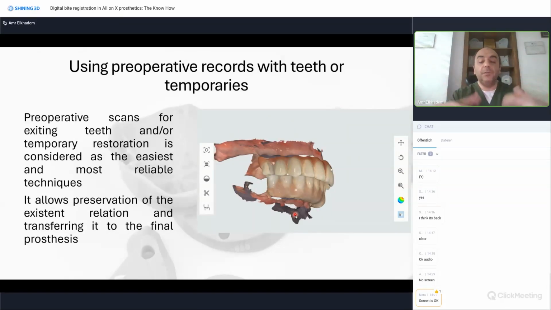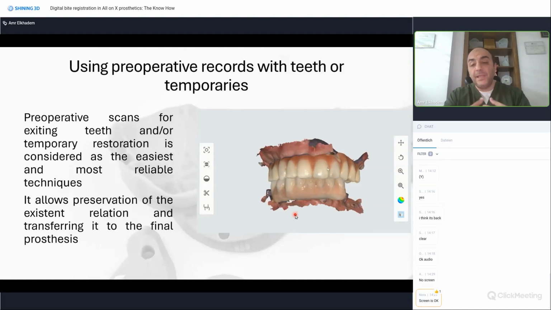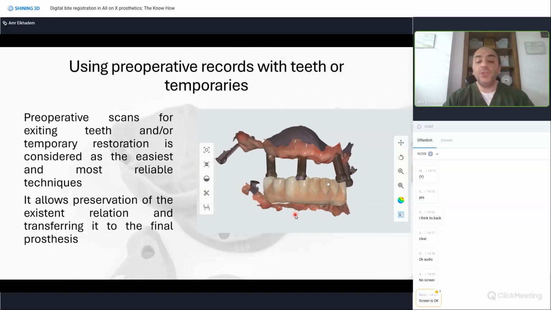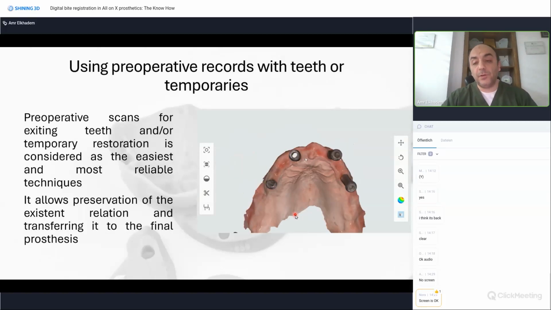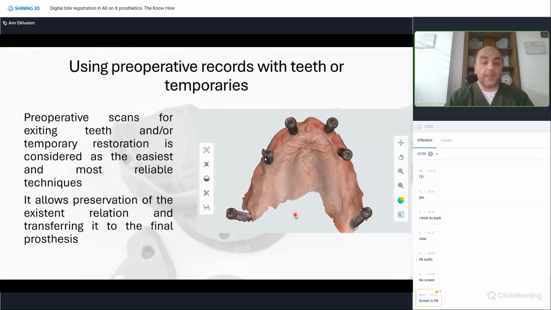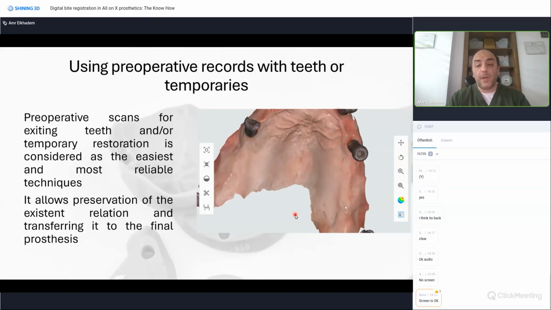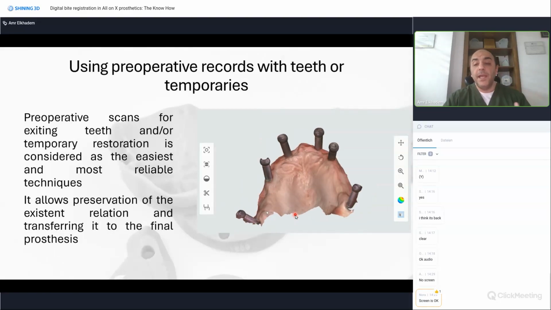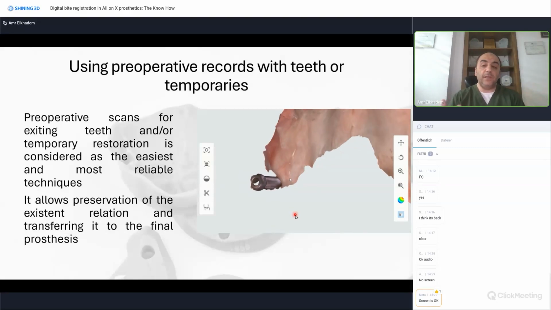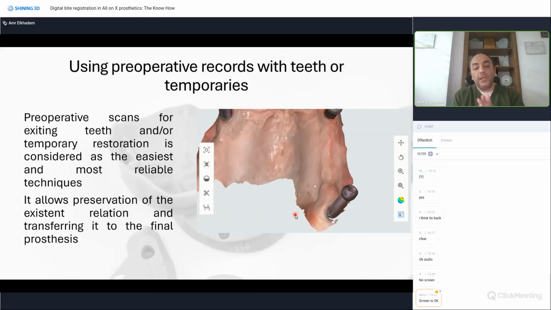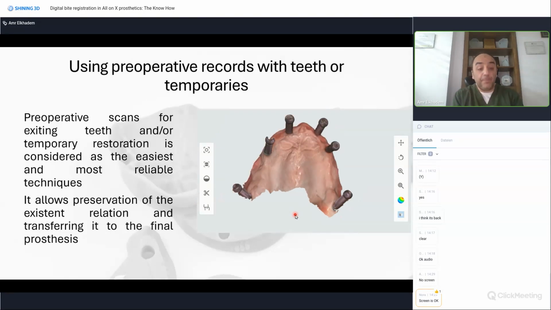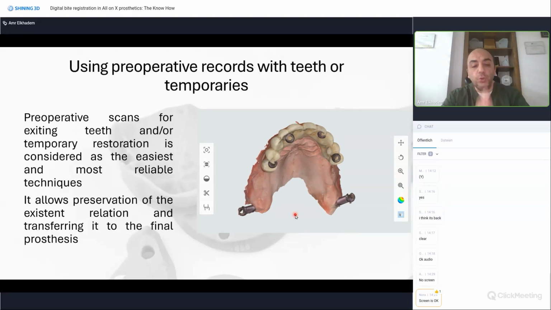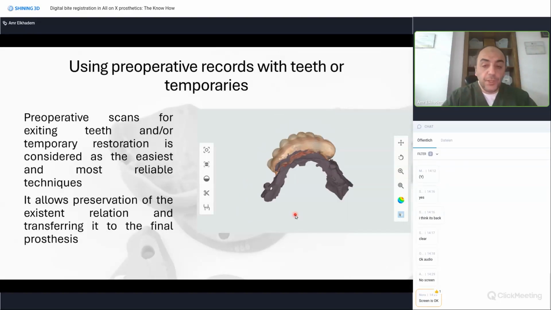So I scan the patient initially with the temporaries in place. The temporaries are really a big treasure, because they have been in the patient's mouth for a time. The patient is very comfortable with this occlusal relationship regarding both the centric and the vertical. So if I record just a preoperative scan with the bites, I can subtract the teeth from this scan and continue the scan from my scan bodies. Consequently, I get the relationship between my teeth while maintaining the same jaw relationship as my temporaries. And I'm telling you, this is the best possible way to have a good digital recording of the jaw relationship.